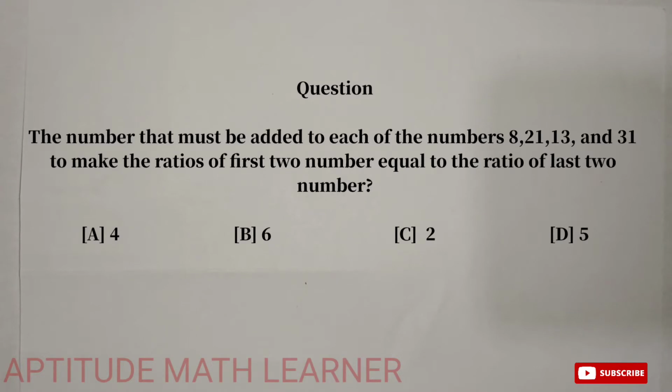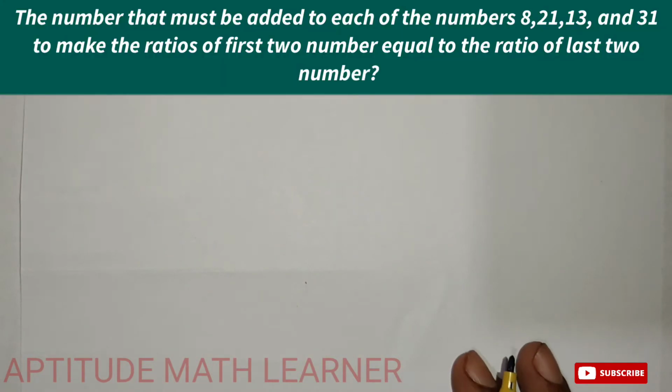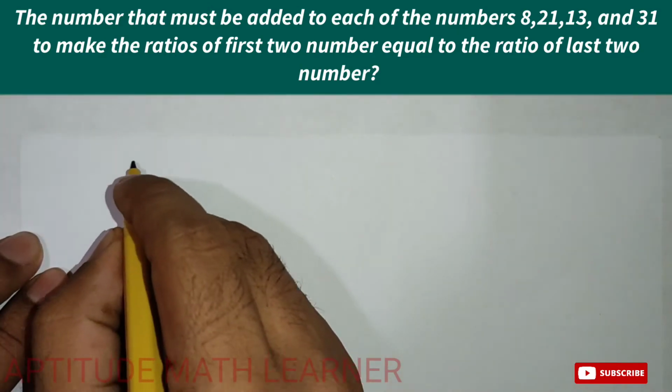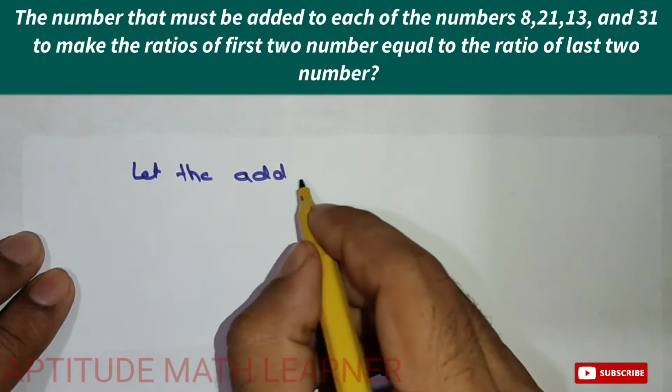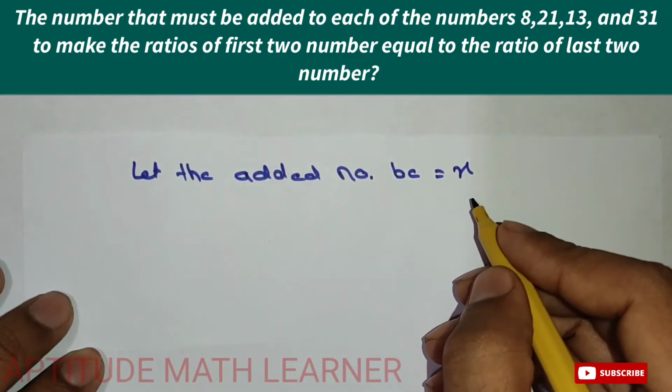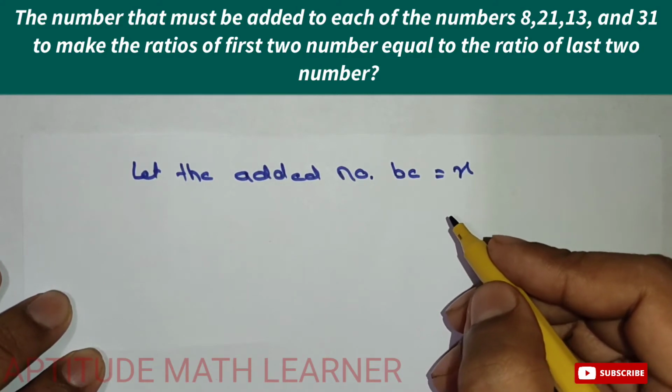The question today is: the number that must be added to each of the numbers 8, 13 and 31 to make the ratio of the first two numbers equal to the ratio of the last two numbers. Here the required number we don't know, so let the added number be x. This is the required number that must be added to these numbers.